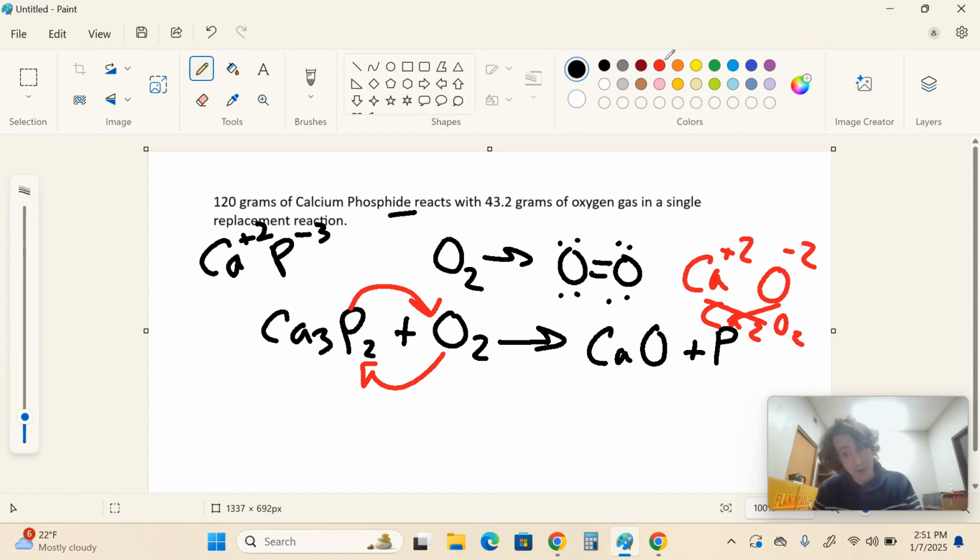If it was Br, it'd be Br2. If it was N, it'd be N2. But it's not one of those 7. So we say, okay, it's just going to be by itself, it's going to be P. Okay, so this is the correct formation of the products.